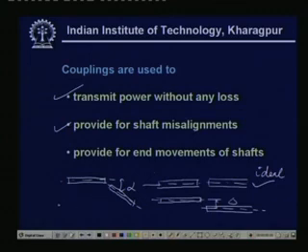There may be a combination of these two, that is, a shaft may be there and the other shaft is angularly misaligned, there is angle alpha between these two axes and there is offset delta. So, there are four kinds of misalignments and those are to be avoided, but normally this misalignment occurs in practice and it is difficult to avoid. Then we have provisions, that is, couplings are to be used in order to provide for end movements of the shaft.